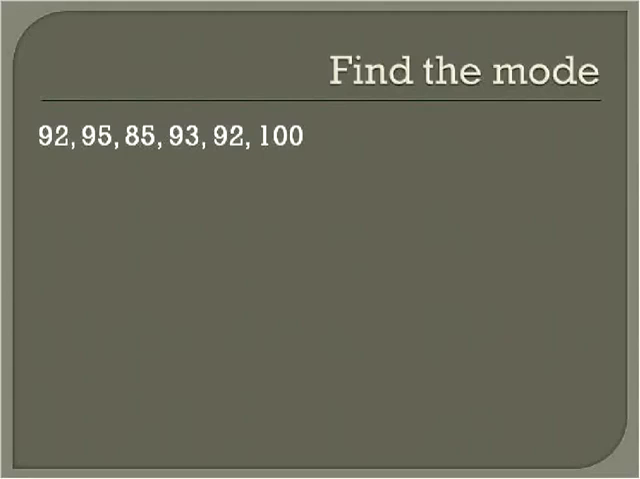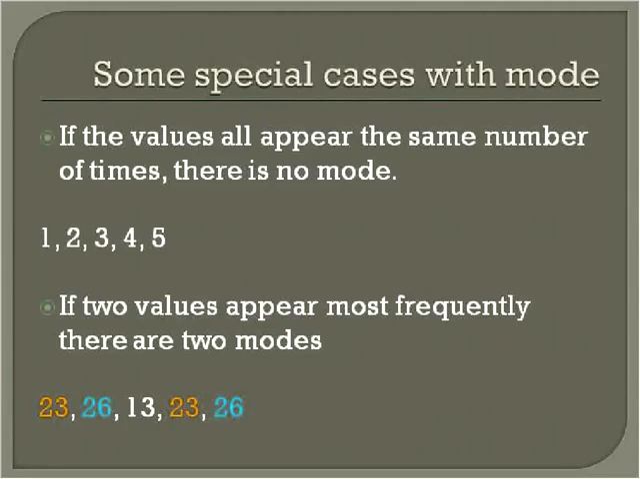Alright, let's use this list of numbers to try and find the mode. We have 92 in there once, twice. We have 95 just one time, 85 just one time, 93 just one time, and 100 just one time. So 92 is going to be the mode in this list. It's just whichever number appears the most inside the list.